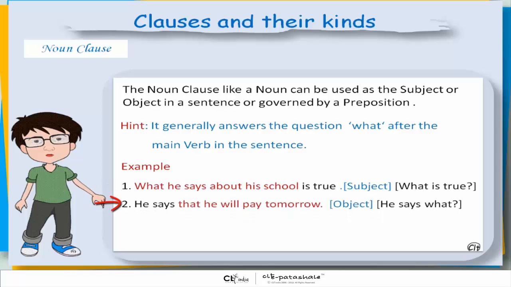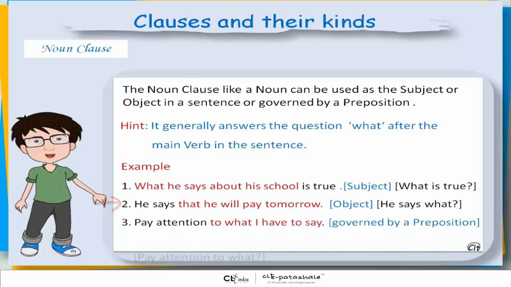He says that he will pay tomorrow. Here the noun clause is the object. So he says what? He says that he will pay tomorrow. Pay attention to what I have to say. Now this kind of a noun clause is governed by a preposition. So pay attention to what? To what I have to say. That is your noun clause.